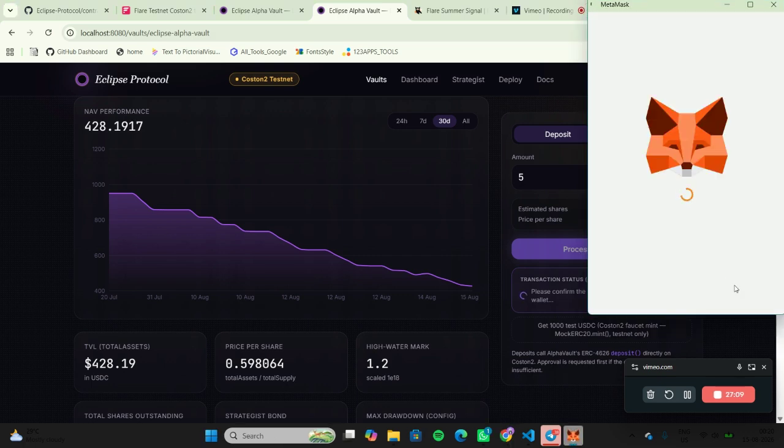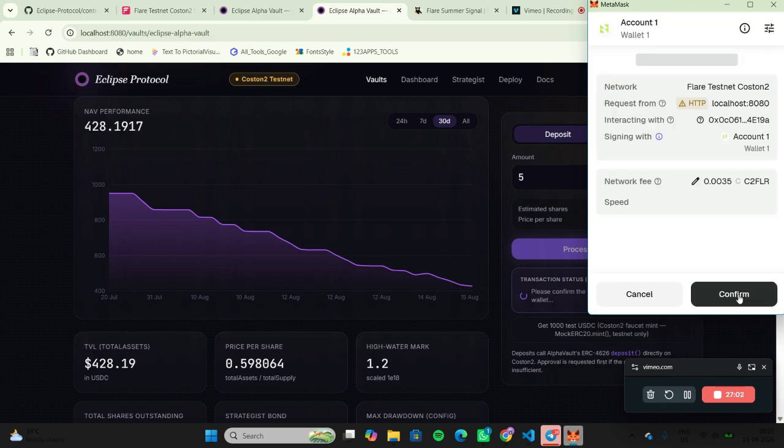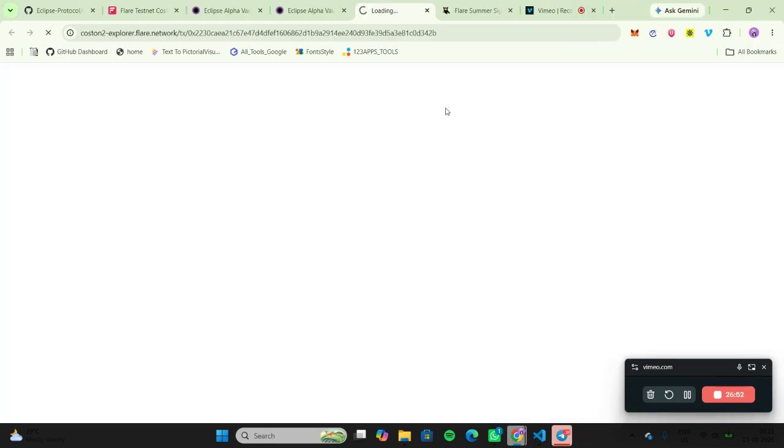This isn't simulated data. The transaction is being submitted to the Coston2 testnet through the deployed vault contract. Once confirmed, we can verify the transaction directly on the Flare Coston2 Explorer. Here is the Coston2 Flare Explorer, where the real transaction was triggered.